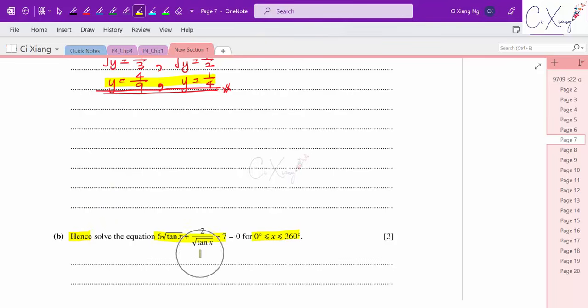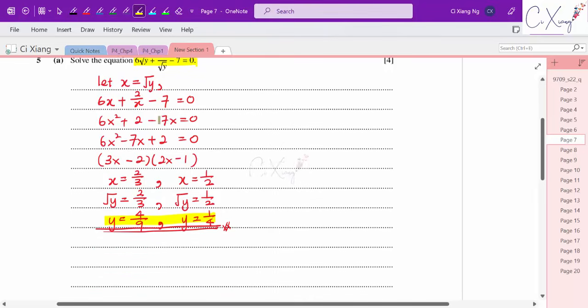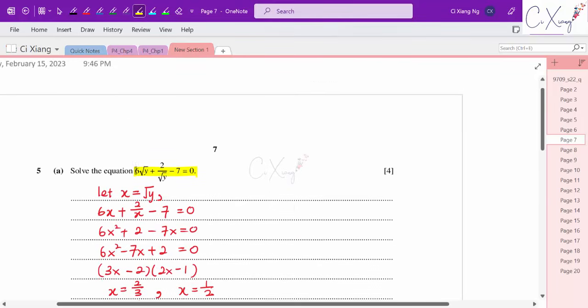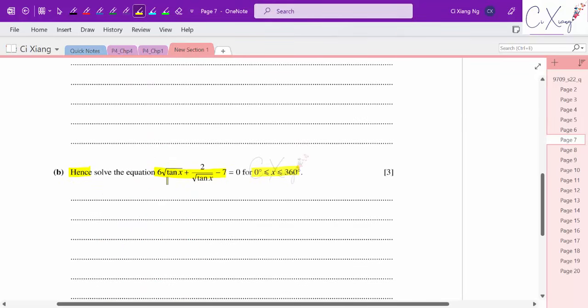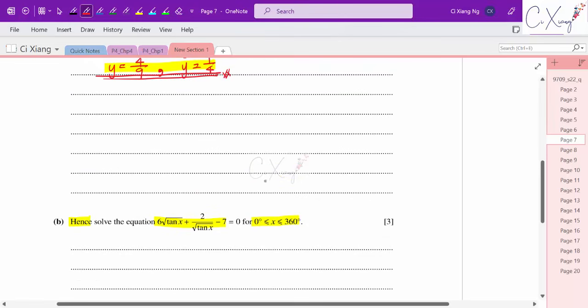If you try to compare this particular equation in part B with the equation in part A, you can compare it directly. You can see that y equals tangent x. You have square root y here, and at the bottom you have square root tangent x. Therefore, you know that y should equal tangent x.